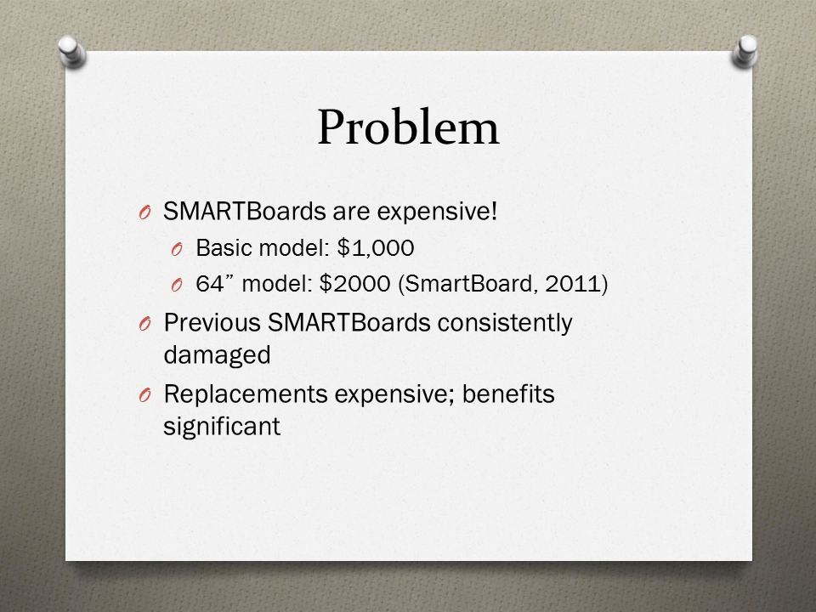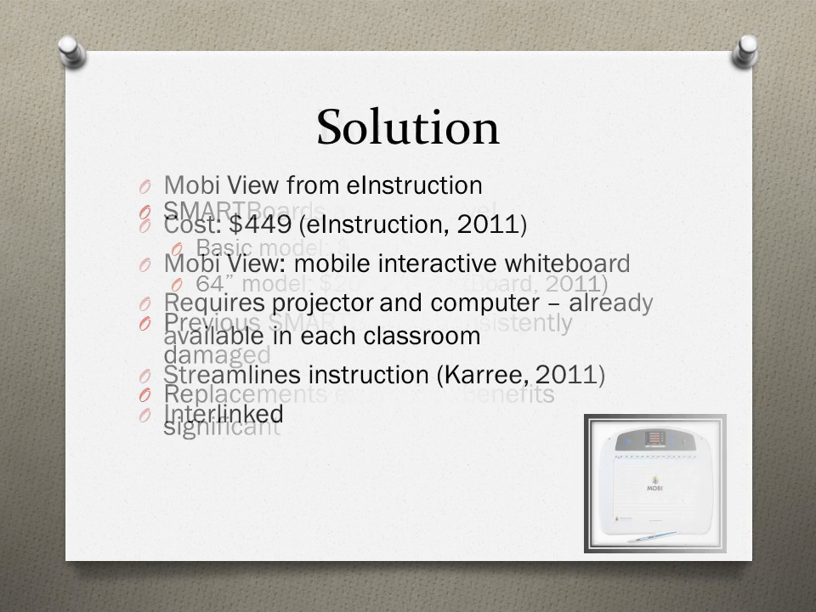Here's what our problem is. Smartboards are expensive. We have 1 functioning model. A basic model of a smartboard is $1,000. If we wanted to get the 64-inch model, that's $2,000. Now, our previous smartboards have been consistently damaged. Students have not respected the school property, and unfortunately, we have 1 that exists. Some is because of wiring issues, some is because the students just weren't properly taking care of the equipment. And replacements are expensive, but the benefits are significant.